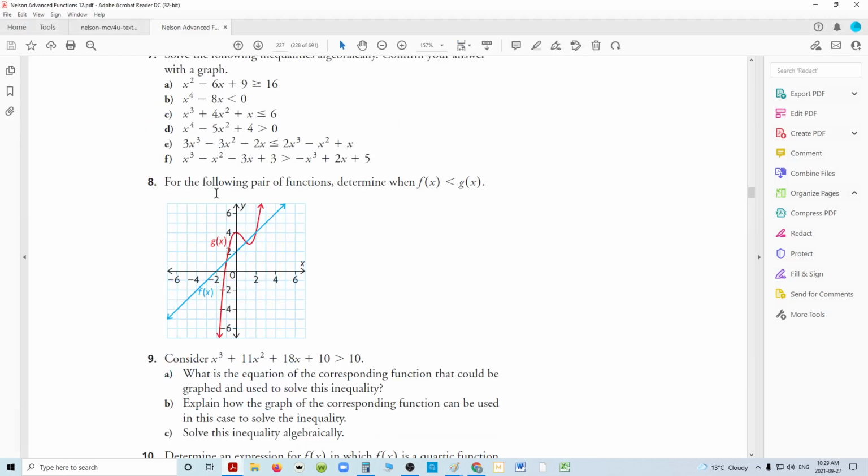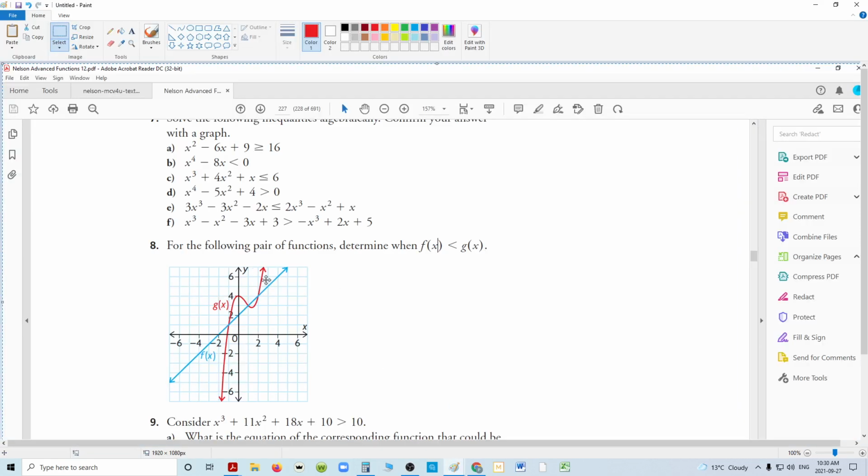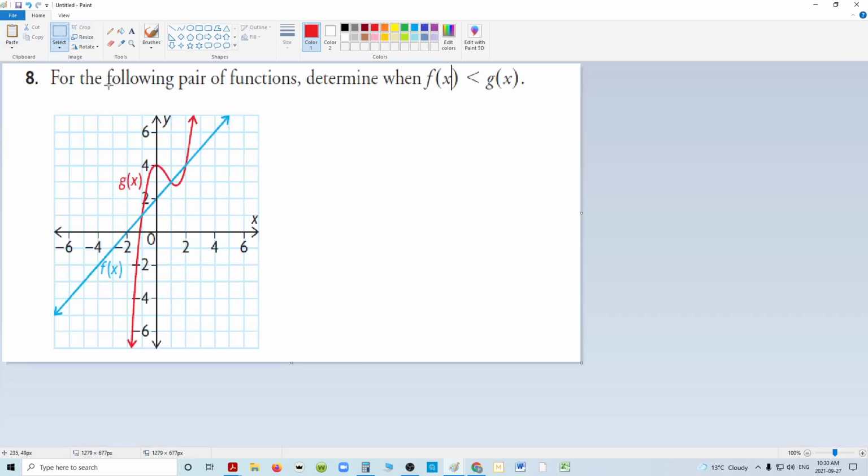There's nothing complicated. For the following functions, determine when f of x is below g of x. So f of x is blue, and g of x is red. So what you have to do here is essentially take a vertical line test. I'm just going to make the graph a bit bigger. You're taking a vertical line test, and we're going to make it green, and you're saying, okay, where's the red compared to the blue in that spot?